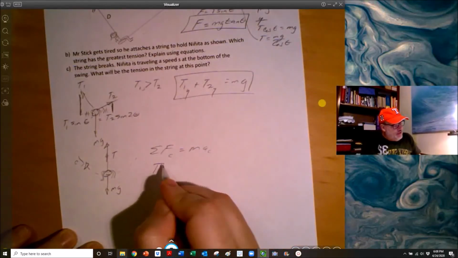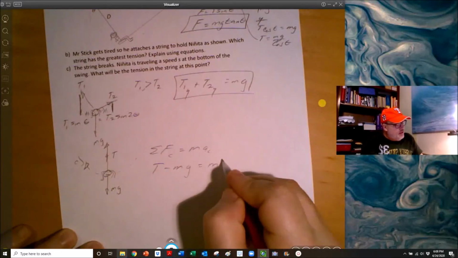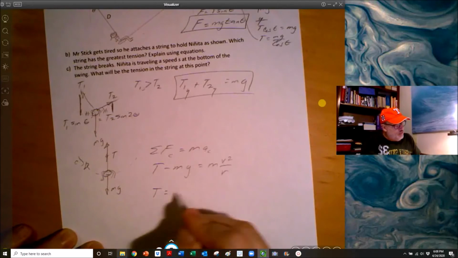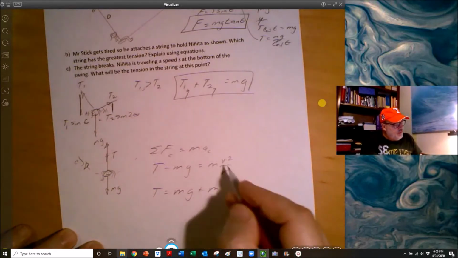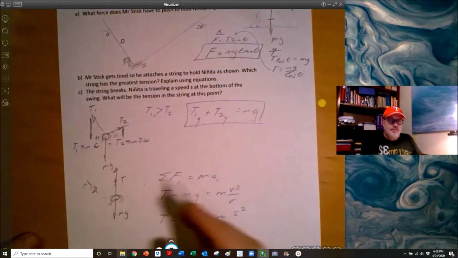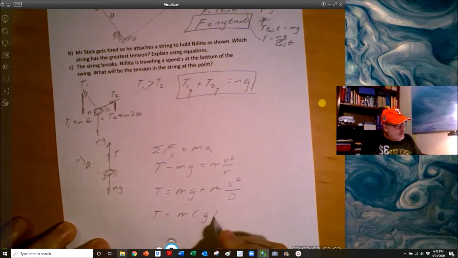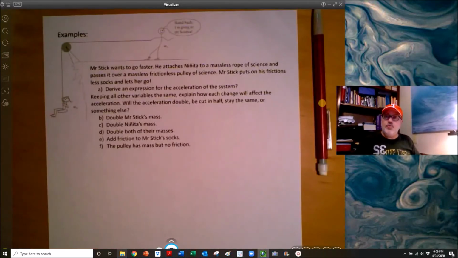So that means tension up minus her gravity force down equals mv squared over r. And so the tension would be equal to mg plus m, and her velocity is s, squared, and the radius is d. And you can even factor out the m, so it's m times g plus s squared over d. And there's our answer. All right, last one.